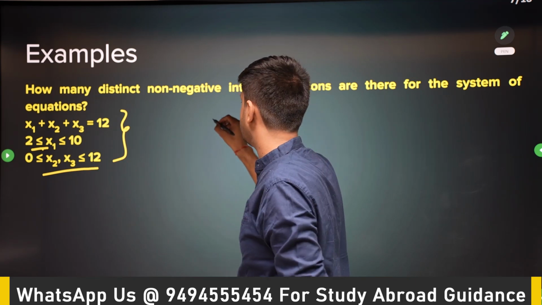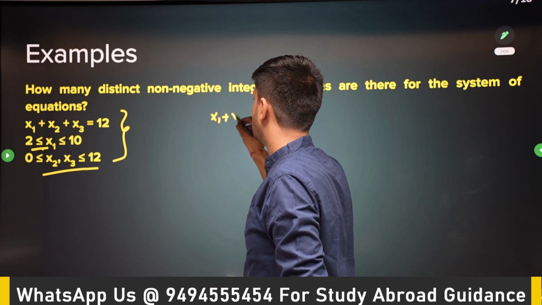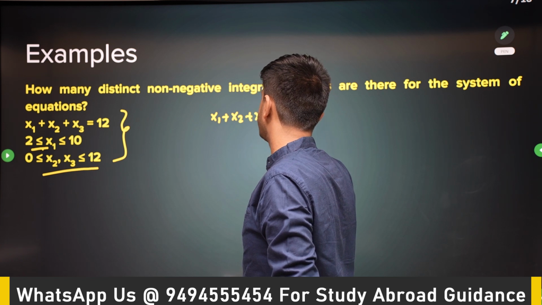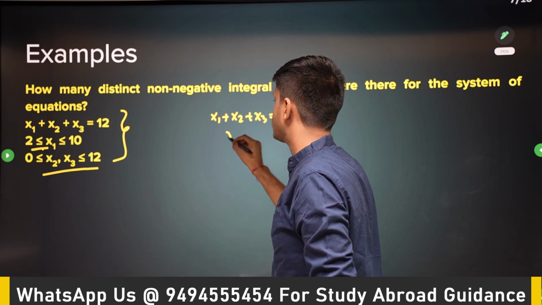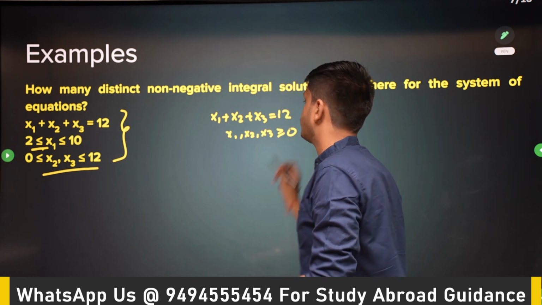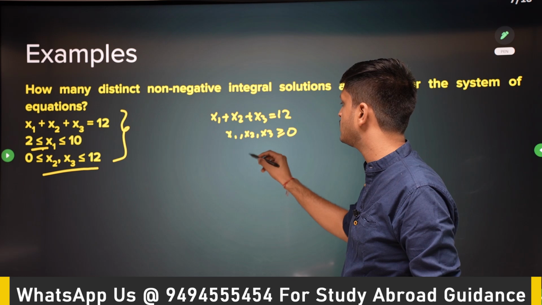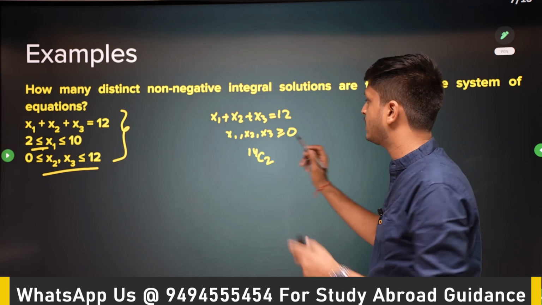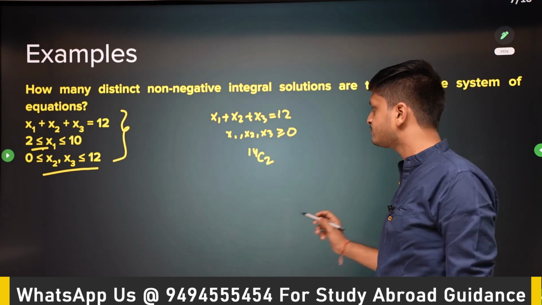Firstly, a very basic thing: how to solve this problem, x1 plus x2 plus x3 is equal to 12, where x1, x2, x3 are all greater than or equal to 0. If only this was the restriction, we know that there are 14 C2 solutions. We will apply the formula 12 plus 2 C2.